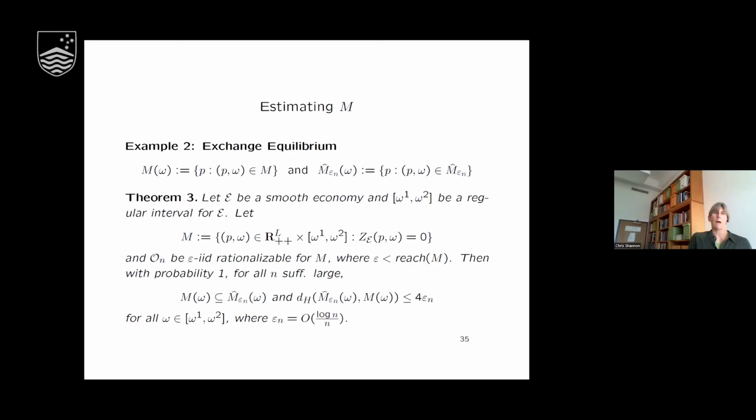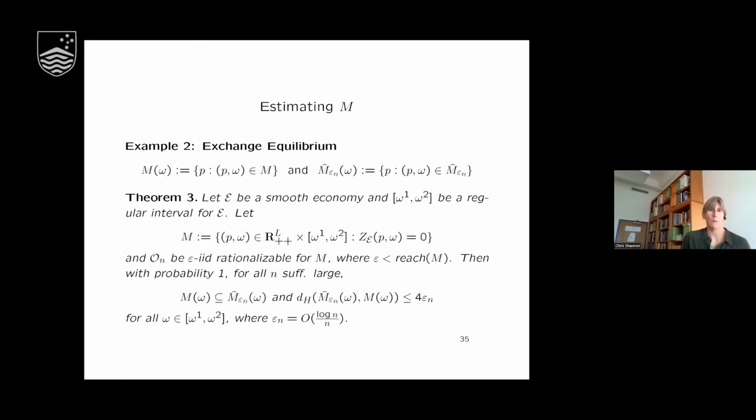Okay, so for this example, a little bit of notation first. We have the true model, M, generated by the true economy in the background. Think about, for each endowment profile omega, the corresponding set of true equilibrium prices in that model. That's the set M of omega. Then think about what we have estimated. We've generated our estimate M hat of the true model. Correspondingly, for each endowment profile omega, we can look at the estimated set of equilibrium prices, the P's such that the pair P, omega is contained in our estimate M hat.